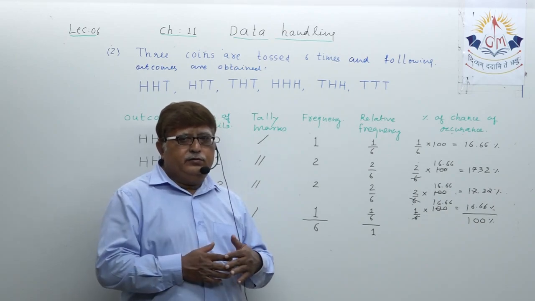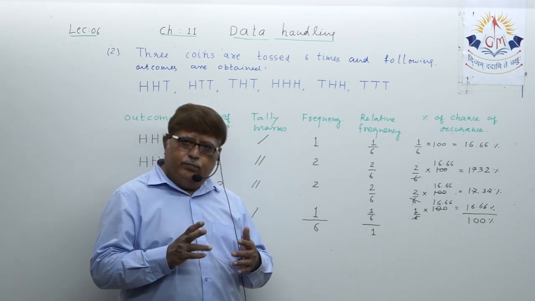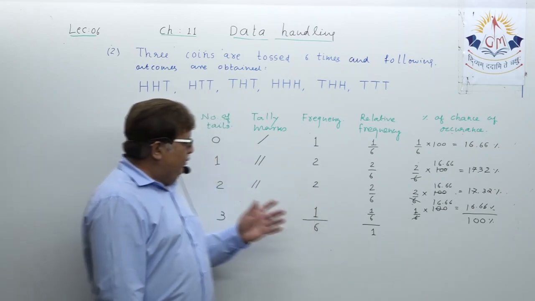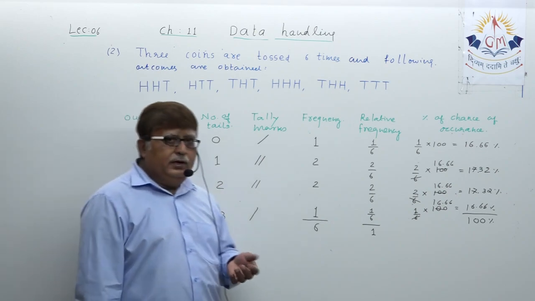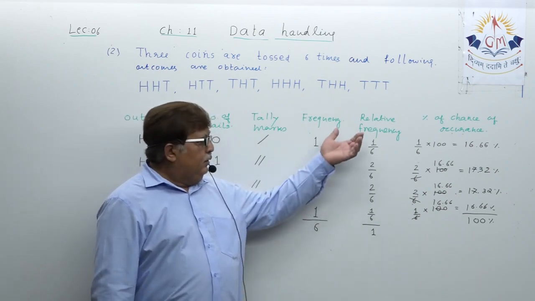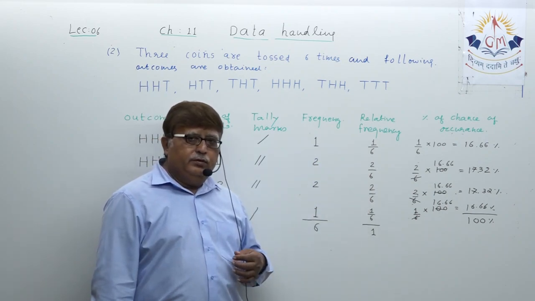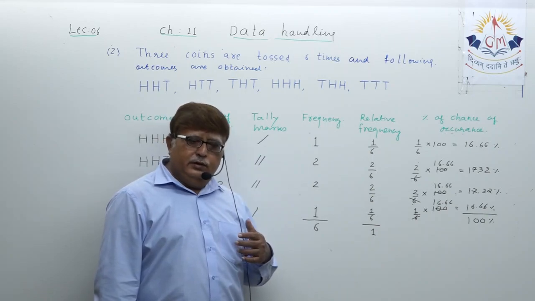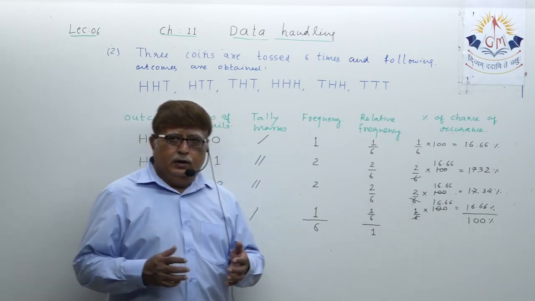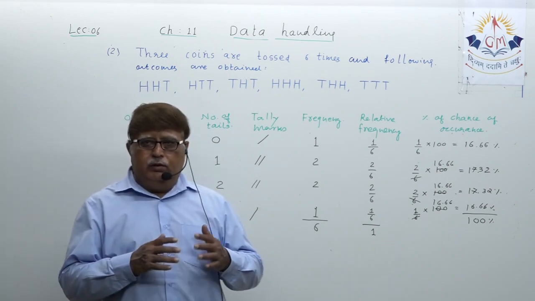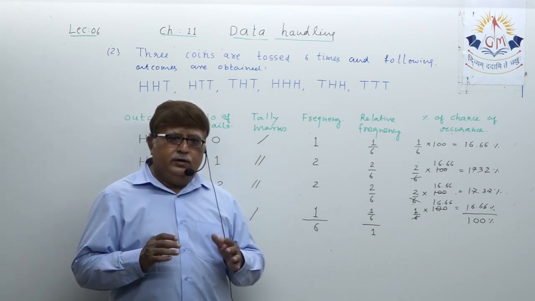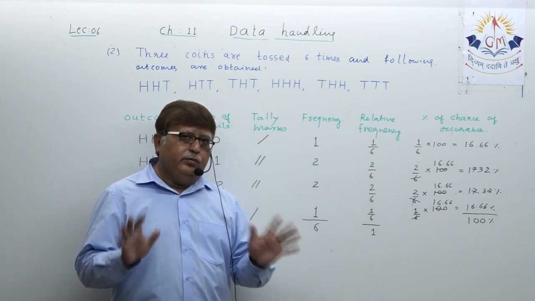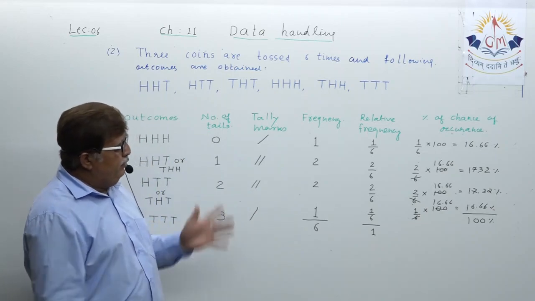They have not utilized the word percentage of probability, but ultimately you all know that whether you speak the word outcome, you speak the word frequency, or you speak the word relative frequency, ultimately all are conveying one simple word, that is probability. You understood this, dear student?